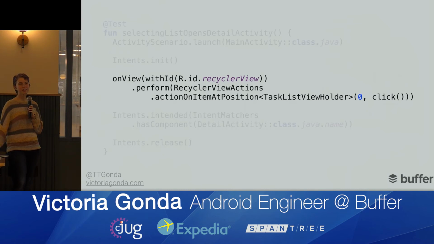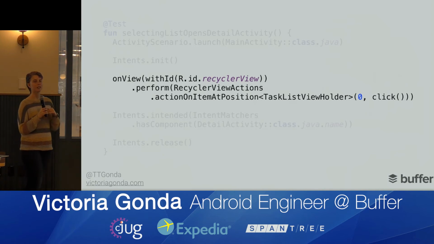Note that the detail activity won't actually start at this point. When using intent matchers like this, it intercepts the intent so that we know that it was sent, but it doesn't actually open the activity. This is really handy if you want to know that opening that activity was triggered, but you don't want to set up everything that you might need to open that activity, such as maybe stubbing the network layer.